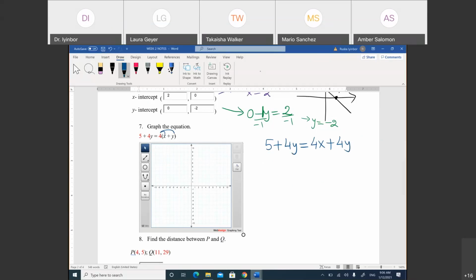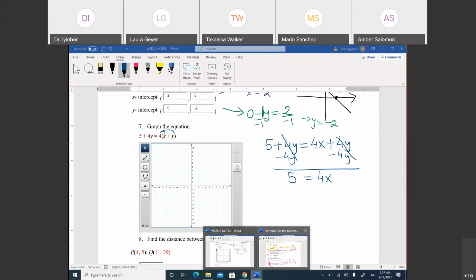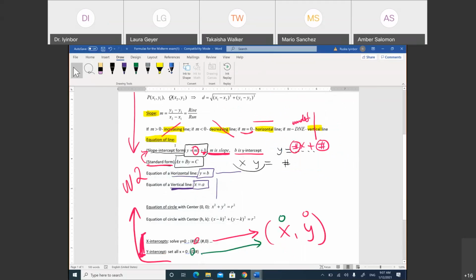And then from here, we want to get the x's on the same side, y's on the same side. So I'm going to subtract 4y first. And you see y cancels out. So when you cancel out y, what is left? 4x equals 5. And this equation has no y. If there is no y in the equation, I'm going to show you in the formula sheet what that is. If you have only x equals, there is no y, so you're going to have what equation? A vertical line. You have to see what x equals.